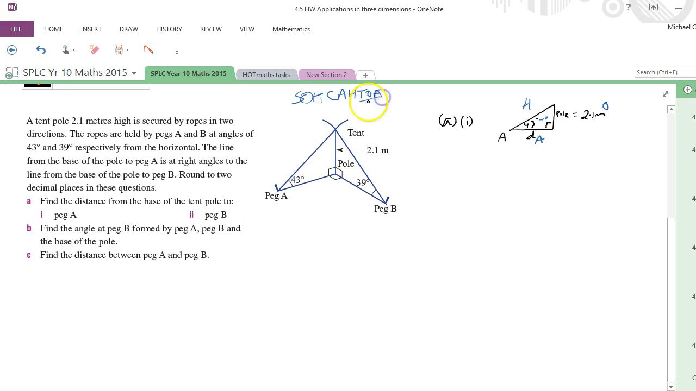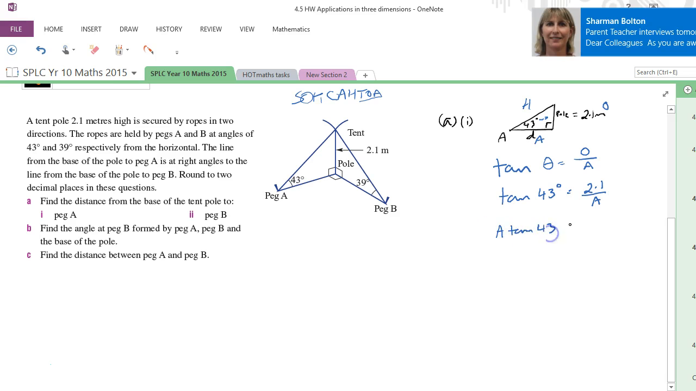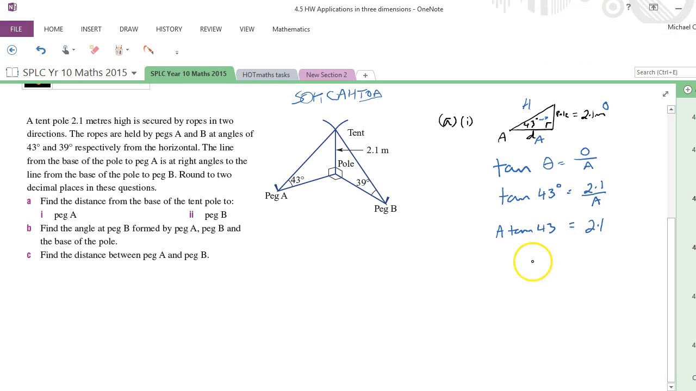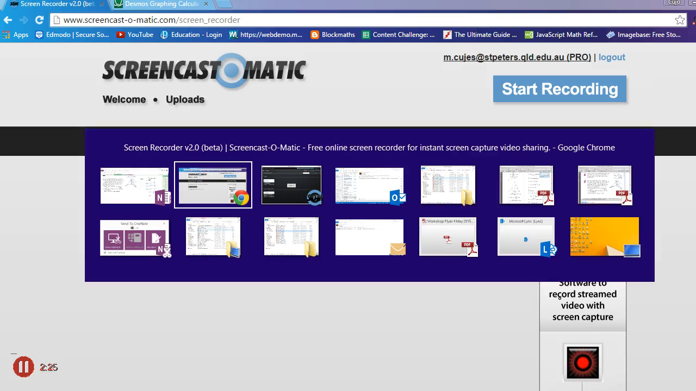So tan, opposite over adjacent. So we go ahead and write out our rule. The tan of theta equals the opposite over the adjacent. Theta is 43 degrees, so we replace theta with that. Opposite side is 2.1 divided by the adjacent. If you do a bit of rearranging here, multiply through by A, and I've got A tan 43 equals 2.1. Now I just need to divide by tan 43 to get A on its own. So A equals 2.1 divided by tan 43, approximately equal to, because we're going to be rounding off a little bit here.